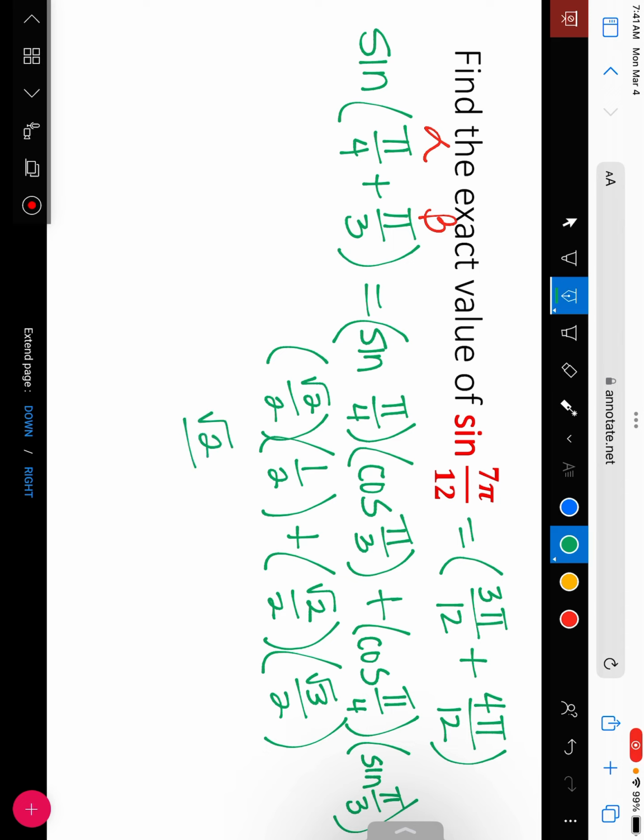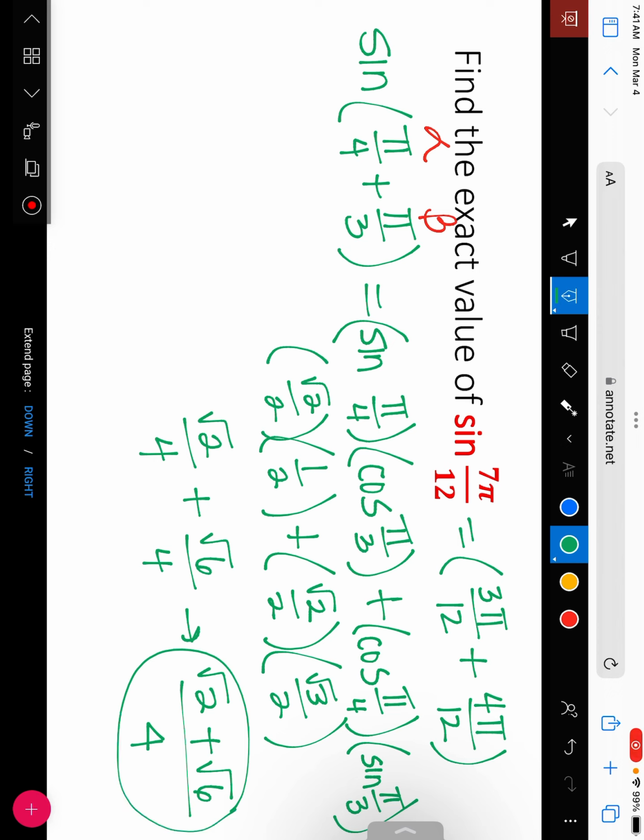Okay, so we end up with root 2 over 4 plus root 6 over 4, which can be brought together into one fraction, and that would be your final answer. Who had that? All right, any questions about how we're working through this? We're just practicing using these identities.